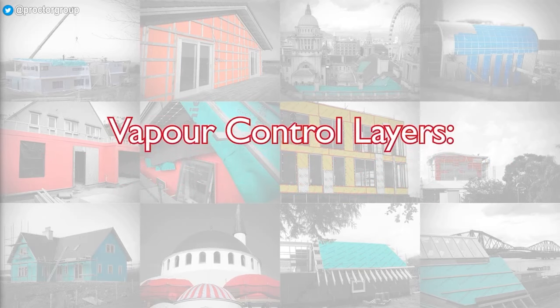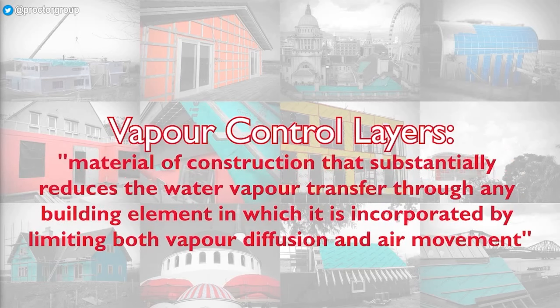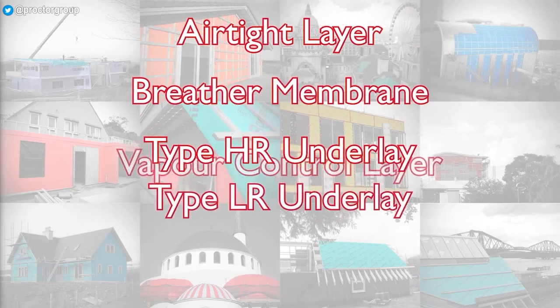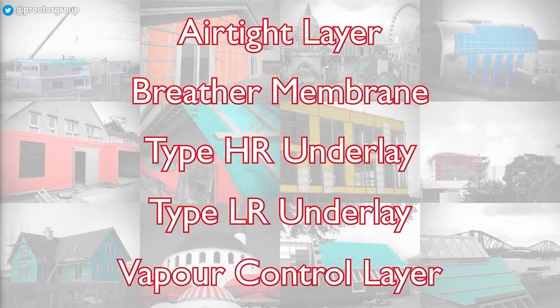Vapour control layers: material of construction that substantially reduces the water vapour transfer through any building element in which it is incorporated by limiting both vapour diffusion and air movement. Ensuring these membranes are not only up to the required specification but are used in the correct position within the building element is important to ensure they perform the functions for which they are designed.